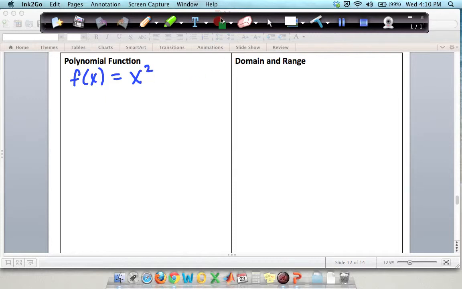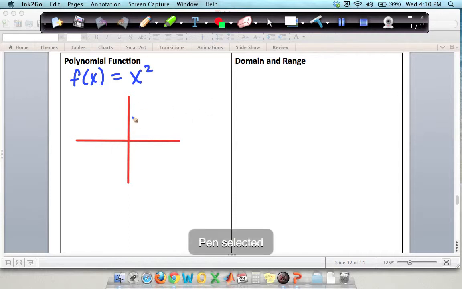We're going to go ahead and draw our lines. And then I'm just going to do a rough sketch of this parabola. It's supposed to be a mirror image of each other. That's not right. Hold on. Okay, so here's our parabola.